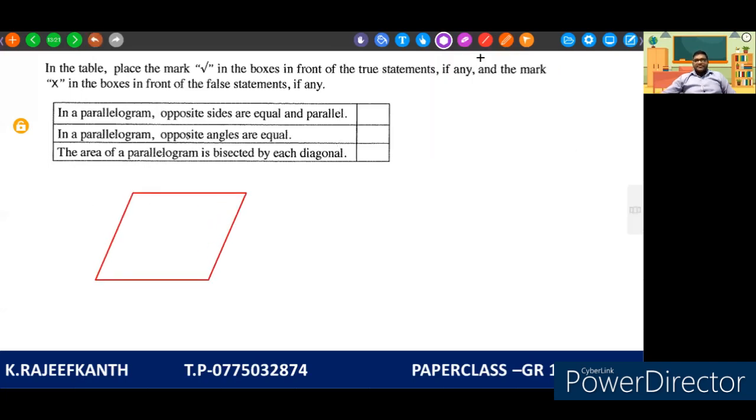Here there is a parallelogram. First we know what a parallelogram is. A quadrilateral in which 2 pairs of opposite sides are parallel, that is a parallelogram. Here in this parallelogram, opposite sides are equal. Opposite sides are always equal. And here opposite angles are equal.